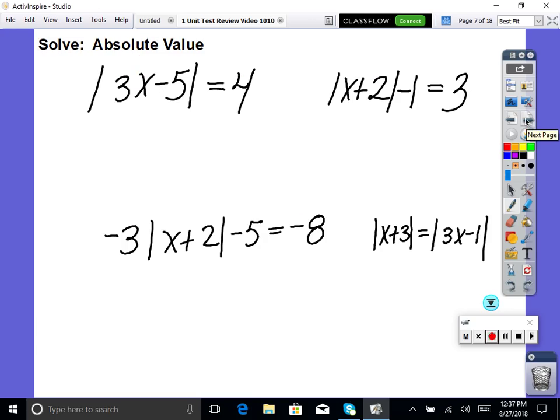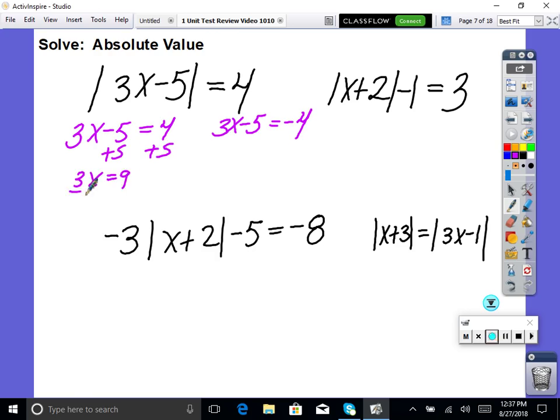All right, solve, it says. So you'll have to remember, when solving absolute values, we have to isolate the absolute value and then do the positive and negative. So we have 3x minus 5 equals positive 4, and we have 3x minus 5 equals positive 4 in the negative direction. So positive 4 distance is what I mean by that. So then solve for x, add 5, 3x equals 9, divide by 3, so x equals 3. Add 5, 3x equals 1, divide by 3, so x equals 1/3.